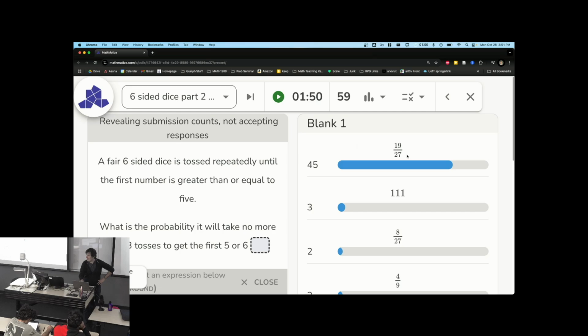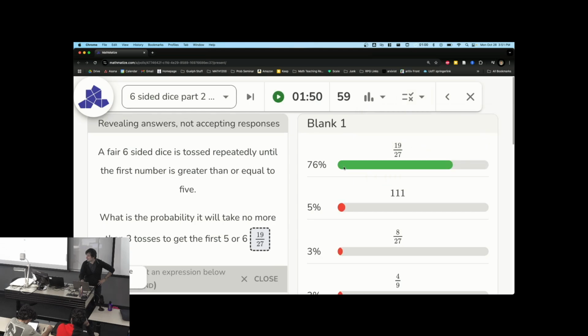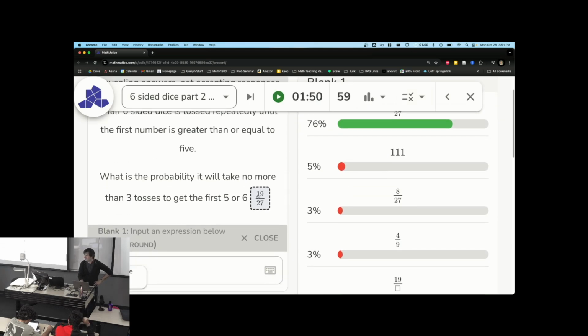All right. Now almost everybody is in 19 over 27, and that is the right answer. Very good. So 19 over 27, and the smart way to figure it out is, if it takes no more than 3, then the only way this can go wrong is if you went fail, fail, fail, and the first 3 failed, right? So if you typed in 8 over 27, you answered the opposite, right?